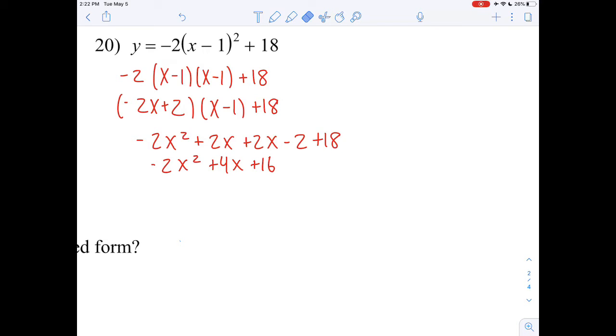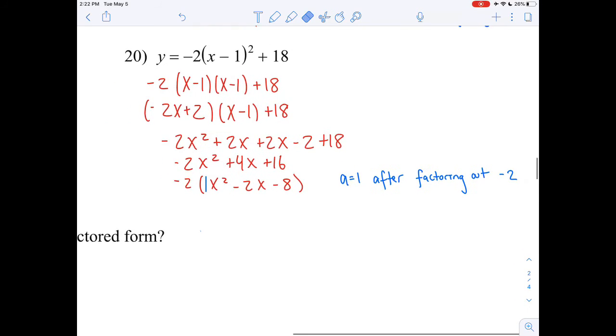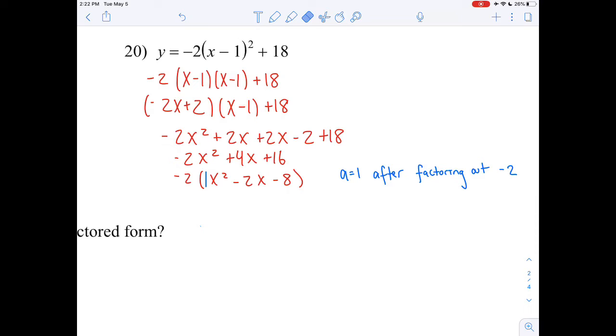Now, what I want to do, since I'm converting to factored form, is factor out any common values that are in all terms, and that'd be -2. Notice that when I do that, my lead coefficient becomes 1 after I factor out that -2. And now what's inside the parentheses is what I'm interested in to continue factoring.